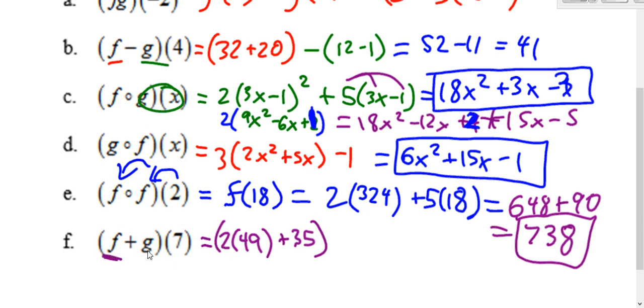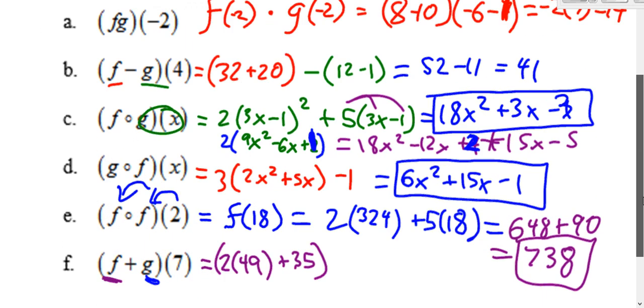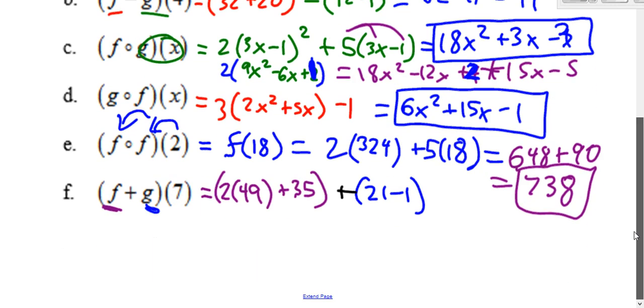We're going to do the same thing. We're plugging 7 into G. That's 21 minus 1. That's G. And we're adding those two answers together. 2 times 49, that's 98 plus 35. We're going to add that to 20.